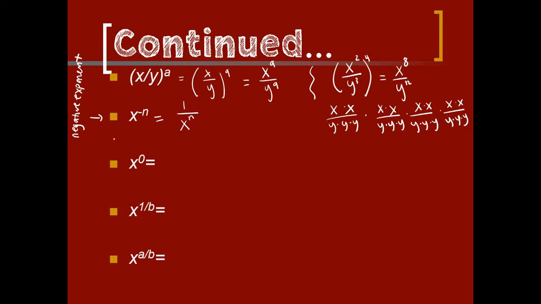So I'm going to jump ahead to this one and come back and explain this one further. So what about x to the power of 0? Anything to the power of 0 is 1. So x to the power of 0 is just 1. Okay? That's all we've got there.